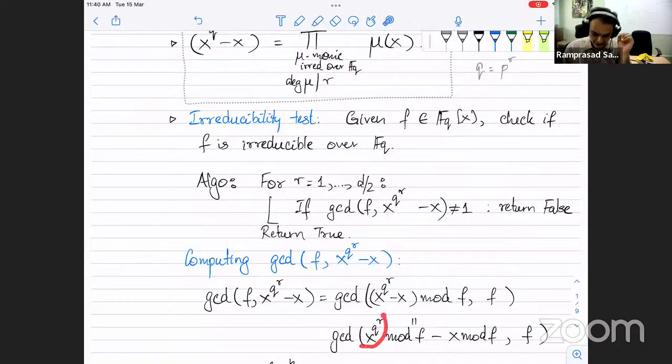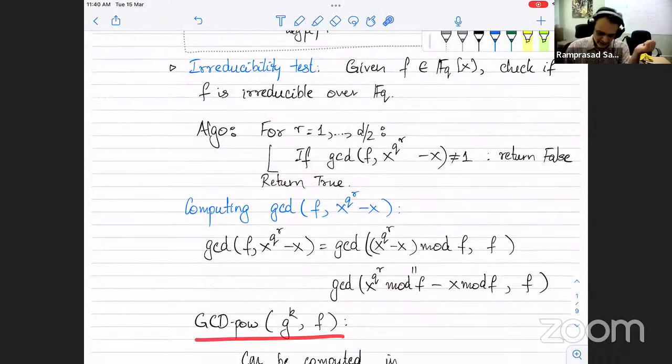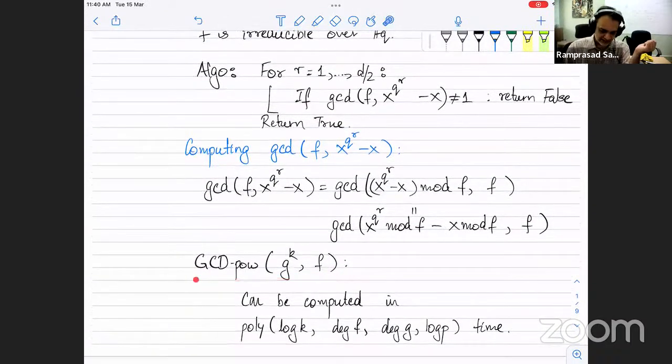Currently, this is a huge degree polynomial. It has degree q^r, and r could be as large as n or d or whatever. So you can't just do the traditional division and remainder operation. But nevertheless, you can compute in general the GCD of a power of a polynomial, which is whenever you want to compute the GCD of g^k with f. Turns out you can actually compute it in time polynomial in log k, degree of f and degree of g.